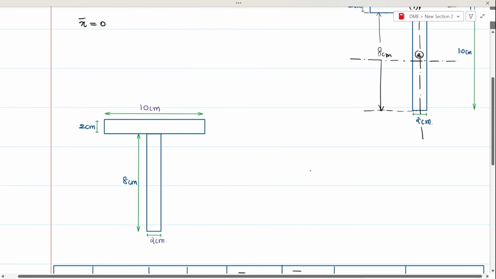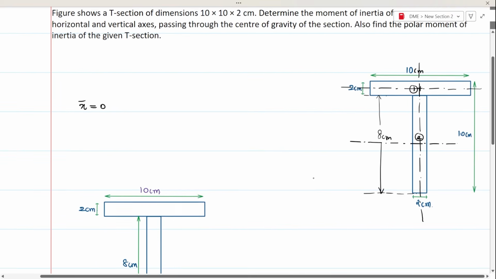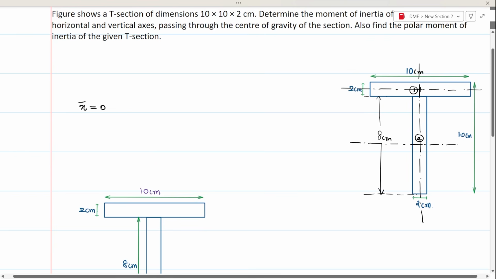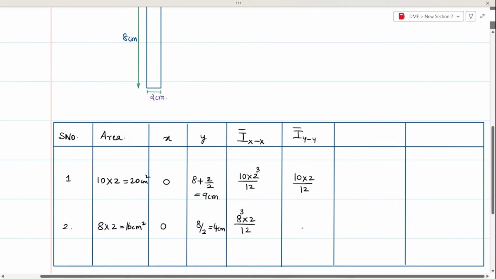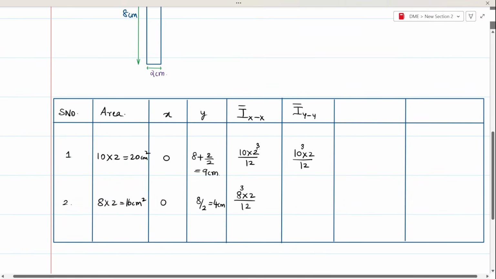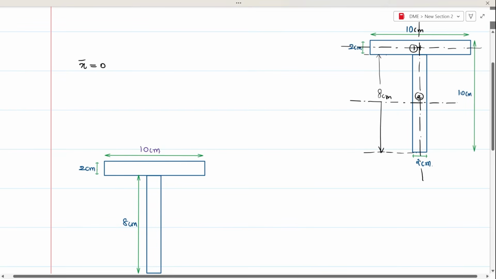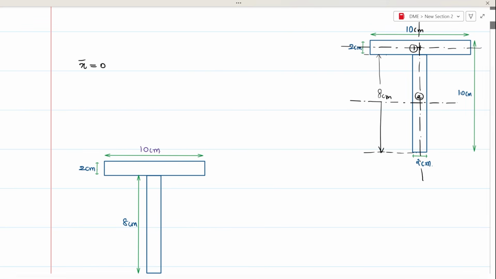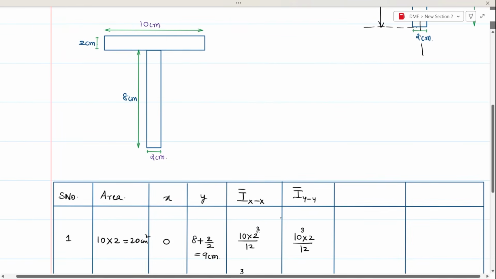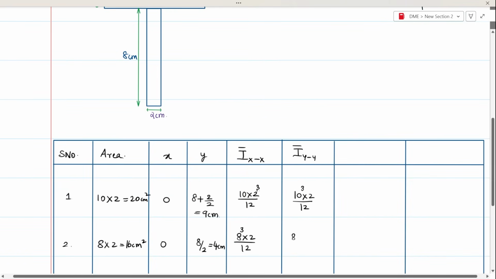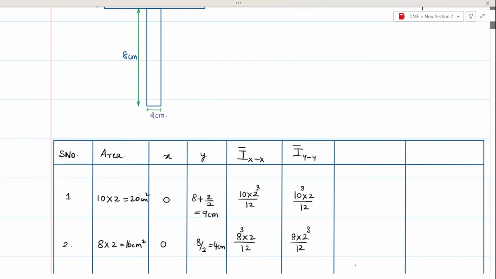And for the y direction, the dimension that is perpendicular to the y-axis is 10 centimeters, so that has to be raised to the power 3. Same way, for area number 2, the dimension perpendicular to the y-axis, that's 2 centimeters, should be raised to the power 3. So that is 8 into 2 cube by 12.